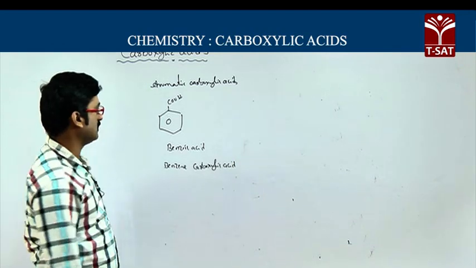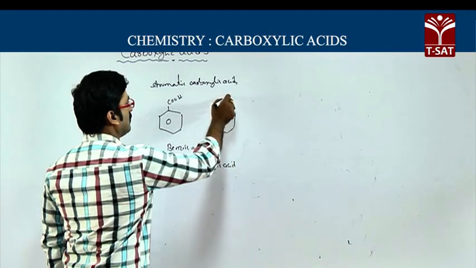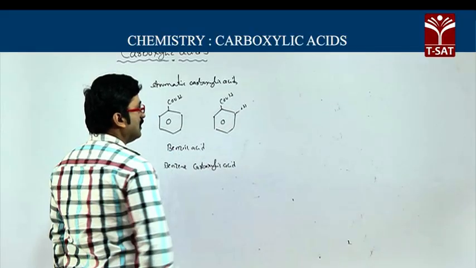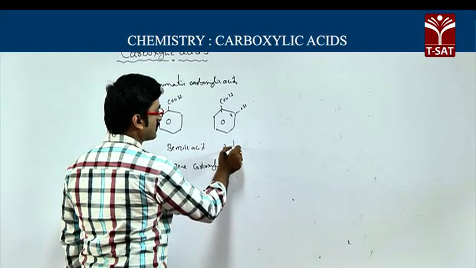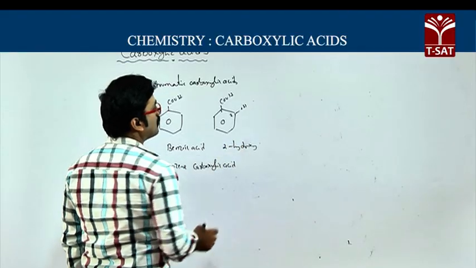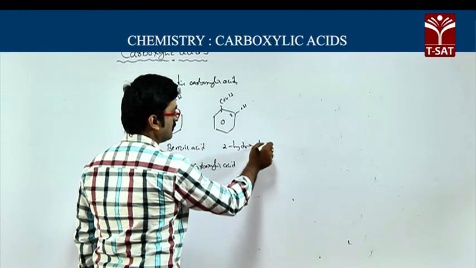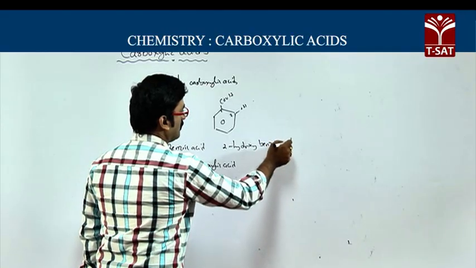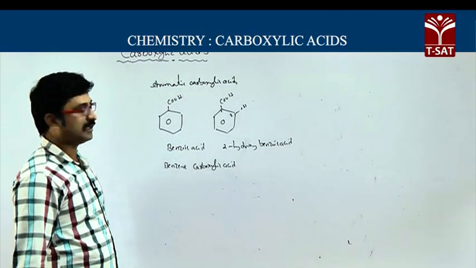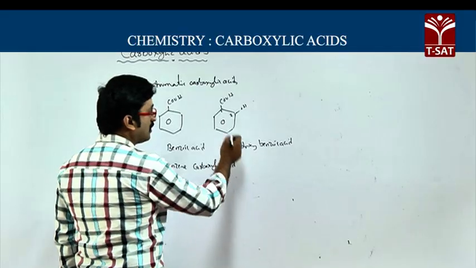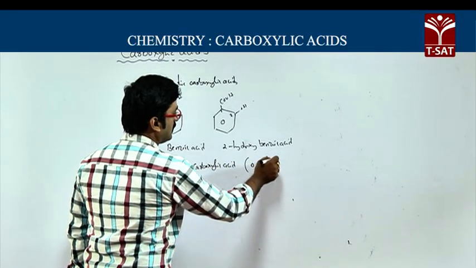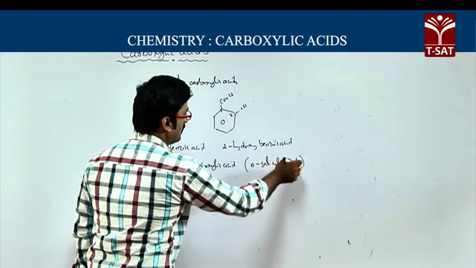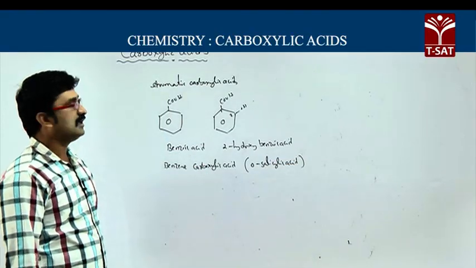Benzene carboxylic acid. Now, COOH and it is OH. The IUPAC name of this compound is, here it is 1 and 2, so 2-hydroxy benzoic acid, and the common name is ortho-salicylic acid. Its common name is ortho-salicylic acid.